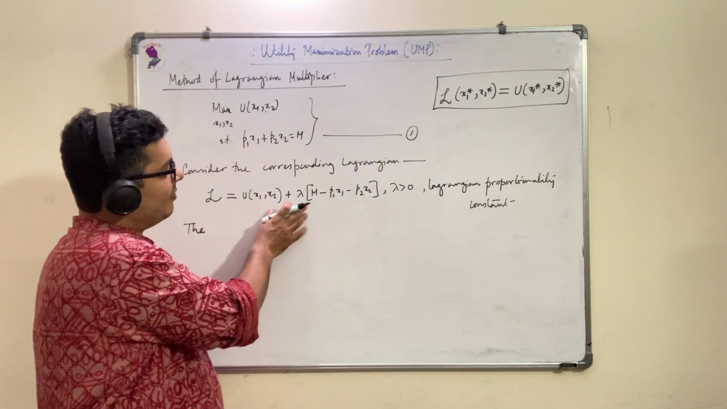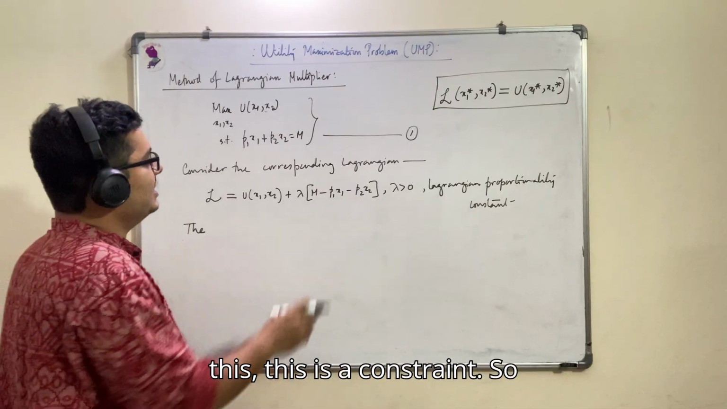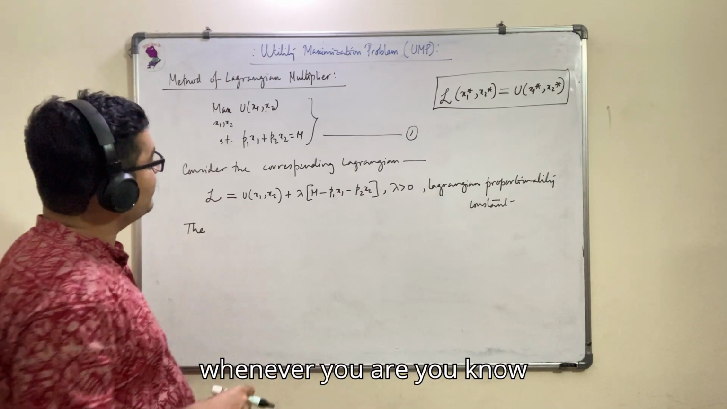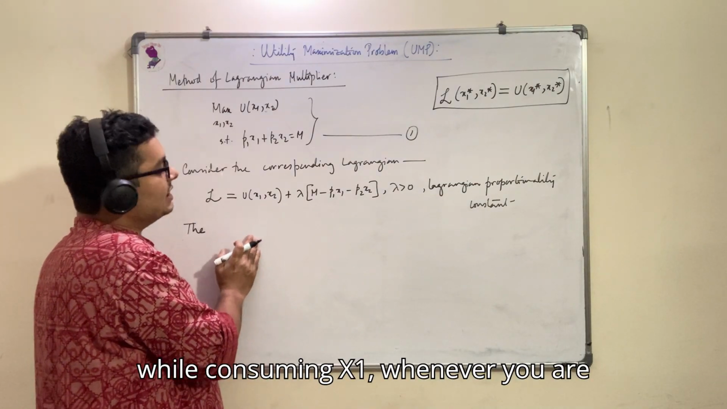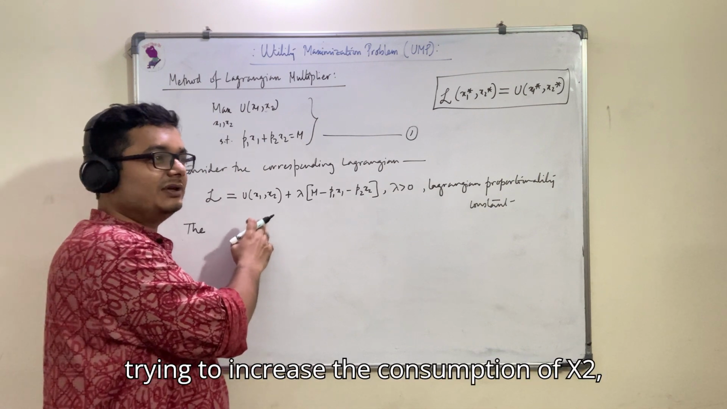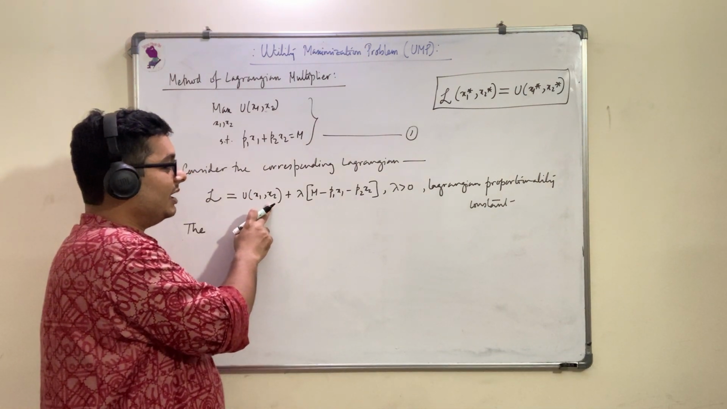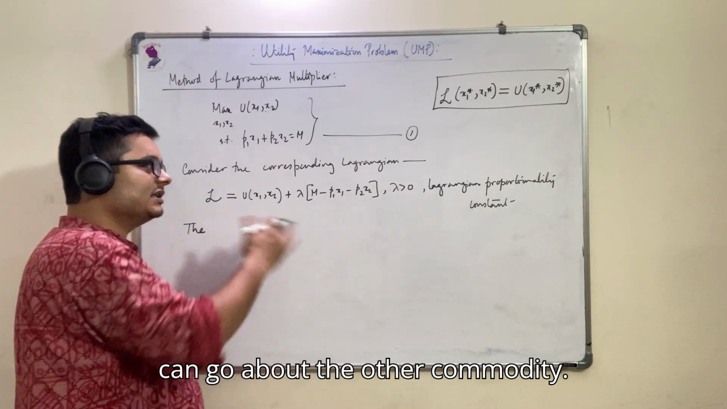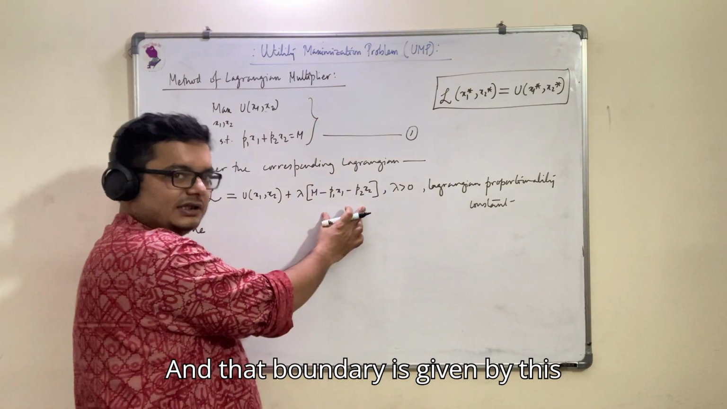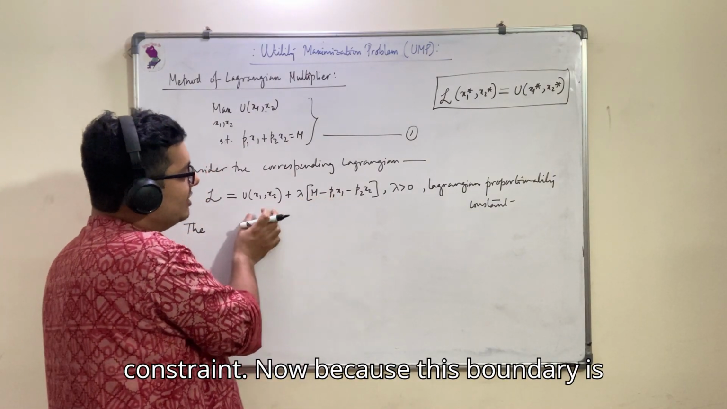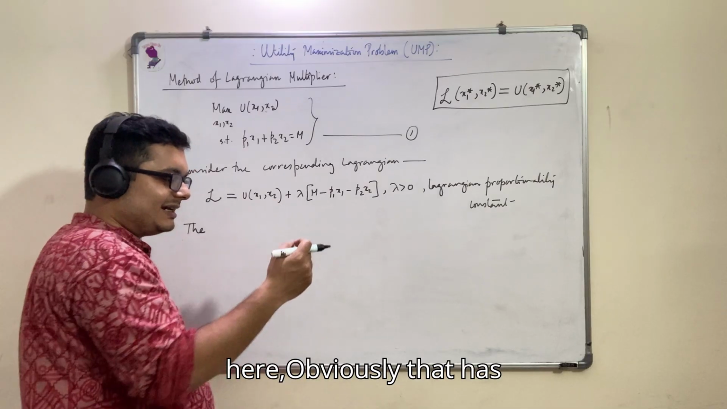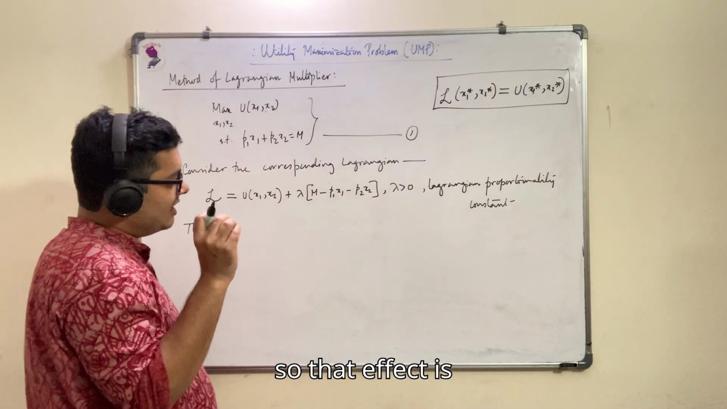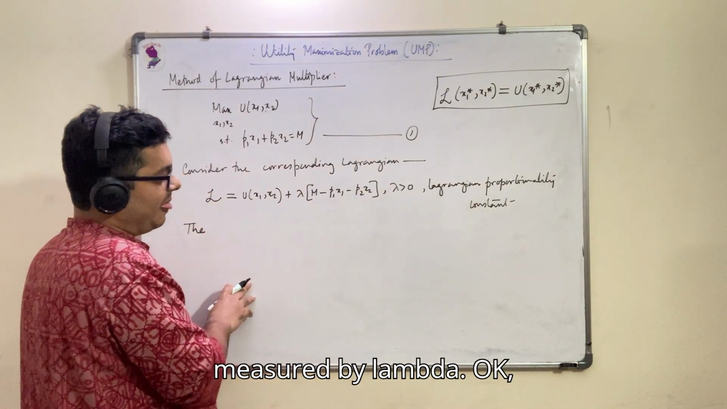But in much simpler words, the thing is this: this is a constraint. So while you are maximizing utility, whenever you are trying to increase the consumption of x2, it puts a boundary on how far you can go about the other commodity, and this boundary is given by this constraint. Now, because this boundary is here, obviously that has an effect on the utility achieved also. So that effect is measured by lambda. Okay.